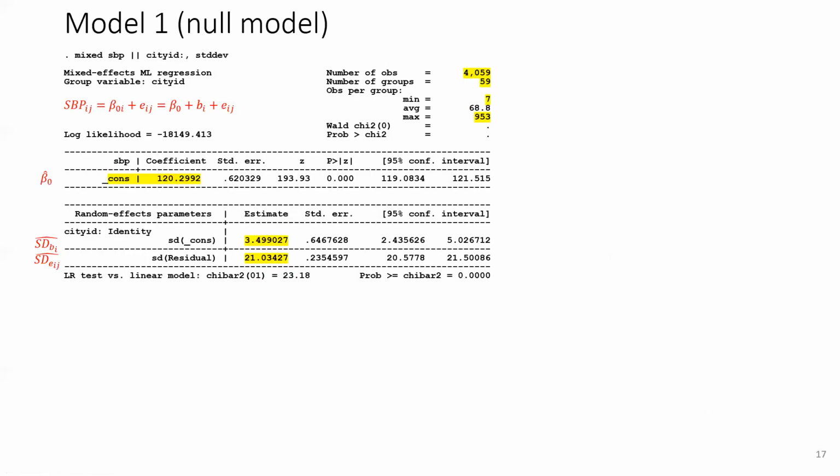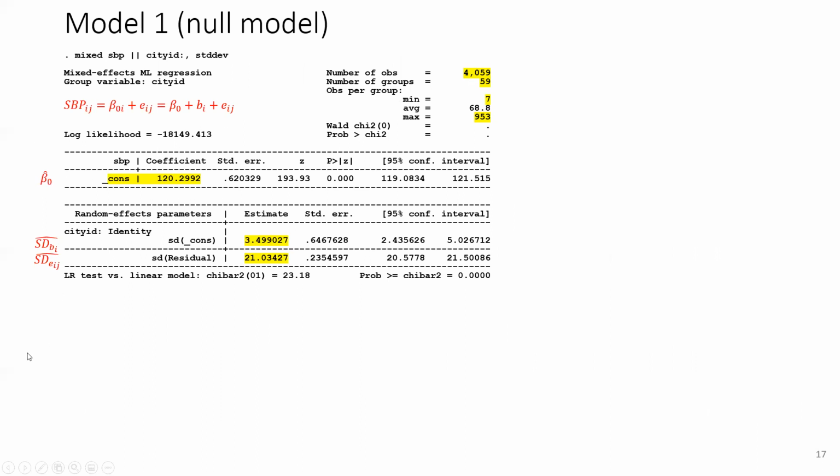Okay. And then this is model 1, which is the null model. This is output from the mixed package in Stata. First of all, the number of observations is 4,059. We make sure that the number of observations is as expected, and they are coming from 59 groups, meaning 59 cities. And as we saw previously, for observations per city, the minimum is 7 observations per city, and the maximum is 953 observations per city.